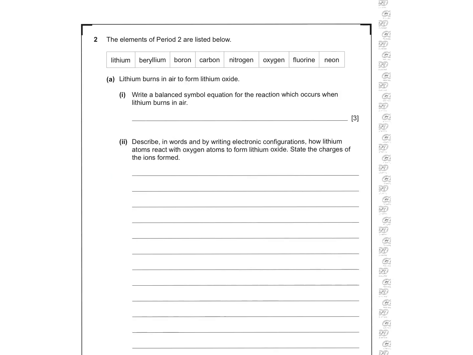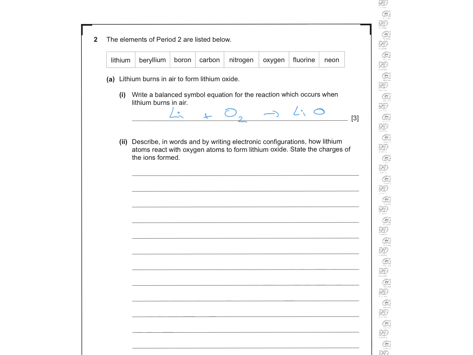Question 2. A part 1. Write a balanced symbol equation for the reaction which occurs when lithium burns in air. Well, the symbol for lithium is Li. When something burns in air, that means it reacts with oxygen, and it's a diatomic molecule. Diatomic, two atoms covalently bonded together. And to form lithium oxide, lithium has a valency of 1.